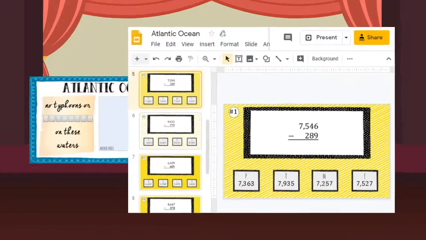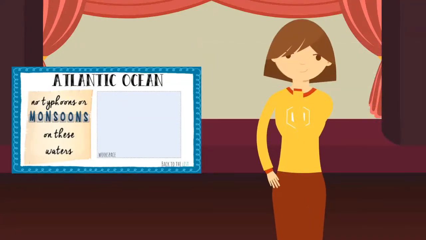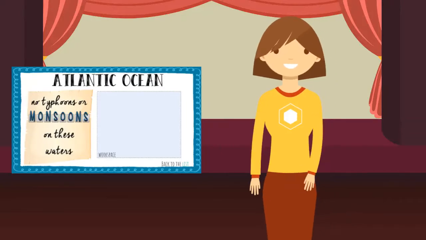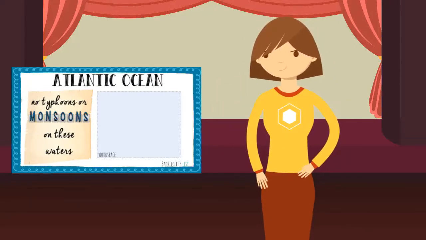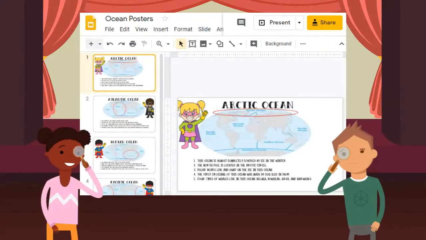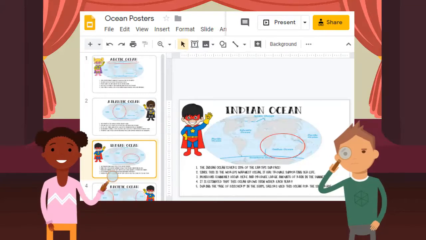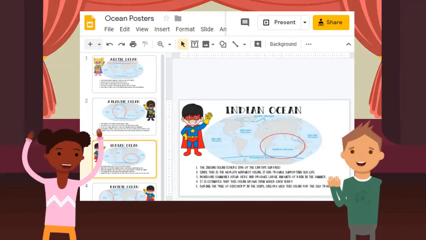When they figure out an answer to a problem, they will type in the answer's letter to the clue in their booklet slides. When they finish all the math questions in this slide deck, they will have a complete clue typed out. This one reads, "No typhoons or monsoons on these waters." Students will look through the ocean poster slides to find the one with monsoons. It's the Indian Ocean. That one needs to be eliminated.